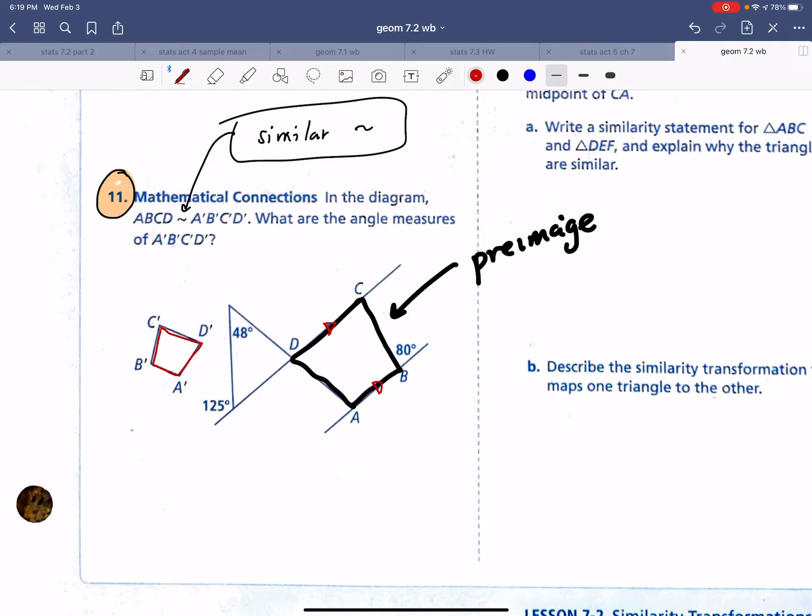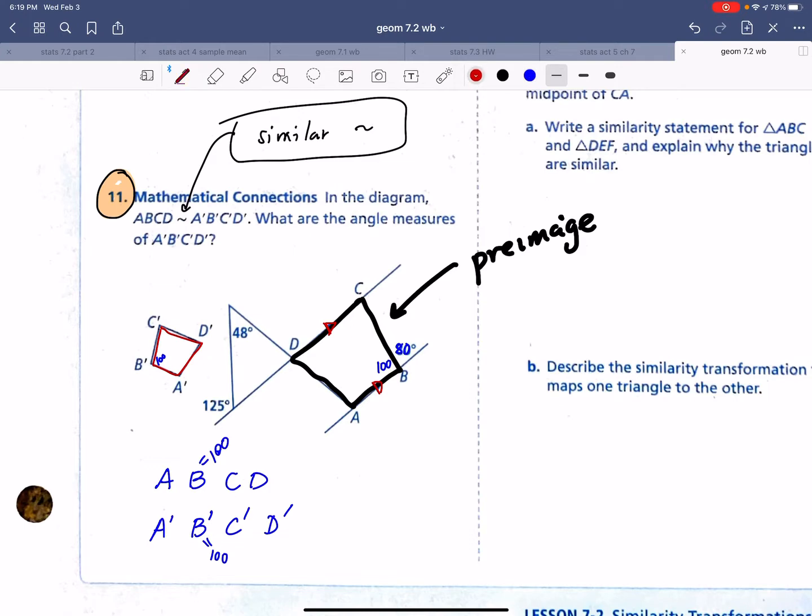If a shape is similar, then the angles of ABC and D would correspond to A prime, B prime, C prime, and D prime. B is 80, which would make this one 100. So B is 100 and B prime is 100. Make sense? Now, what else do we know?